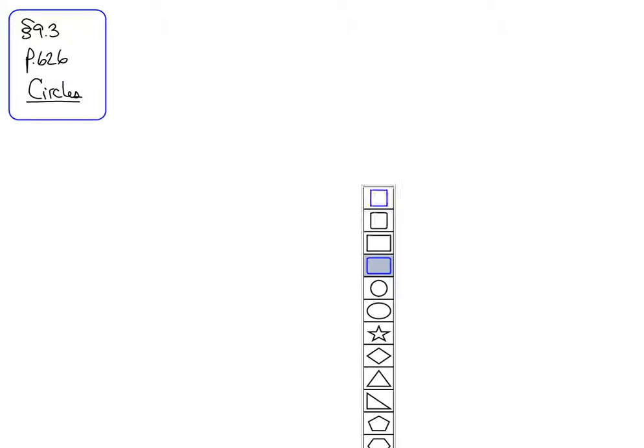So we are going to talk about conic sections. We'll start from the get-go again. So this is section 9.3, which is page 626, and this is circles. All right. So what we're going to deal with here are our conic sections.